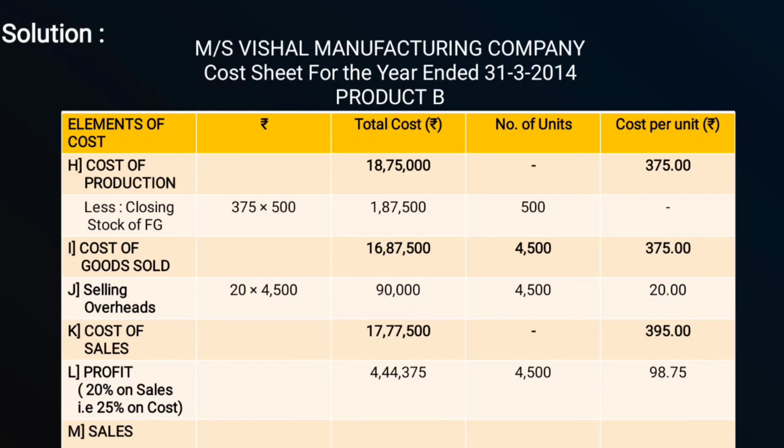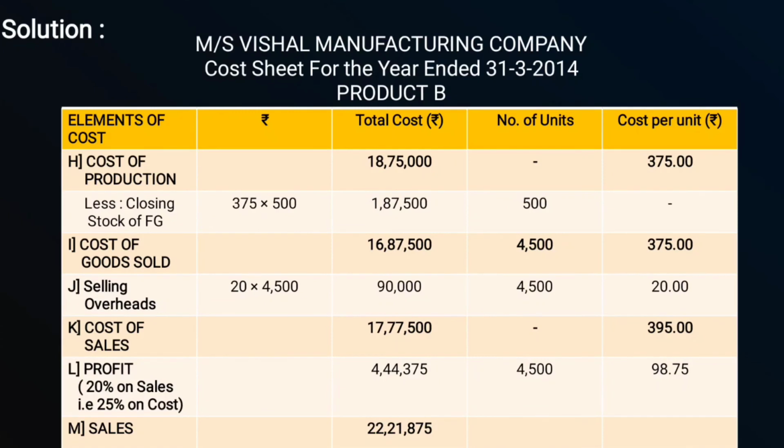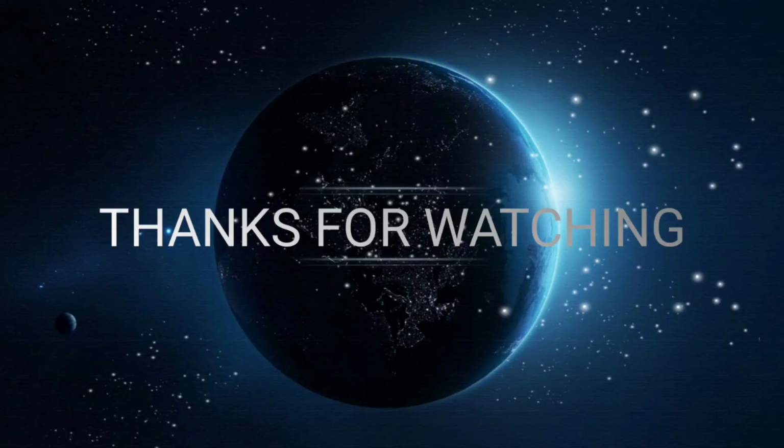Part M, sales. So the total sales will be rupees 22,21,875. Number of units will be 4,500 and cost per unit will be rupees 493.75 per unit.